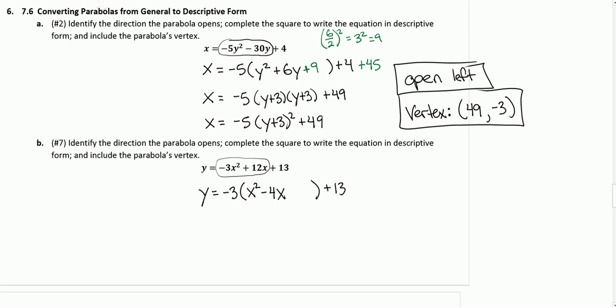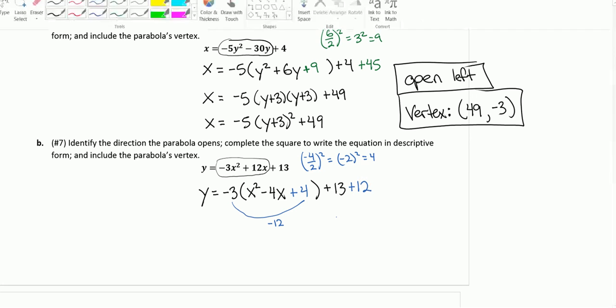Complete the square. Half of negative 4 squared is going to give us negative 2 squared, which is 4. So 4 is what we want to add inside the parentheses. Because there's a negative 3 in front, that really has the value negative 3 times 4, which is negative 12. So by putting the 4 there, we're subtracting 12. We need to do the opposite on the outside, add 12 to balance the equation.